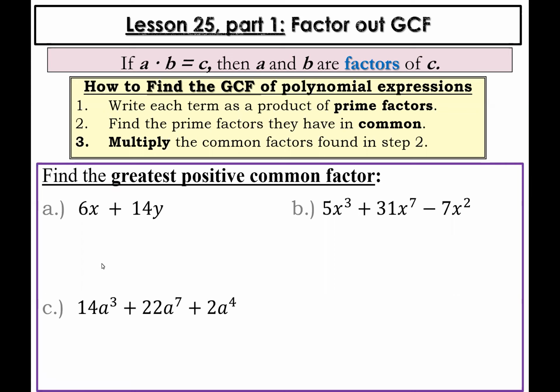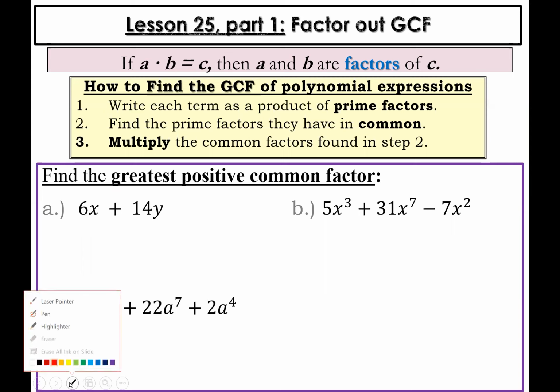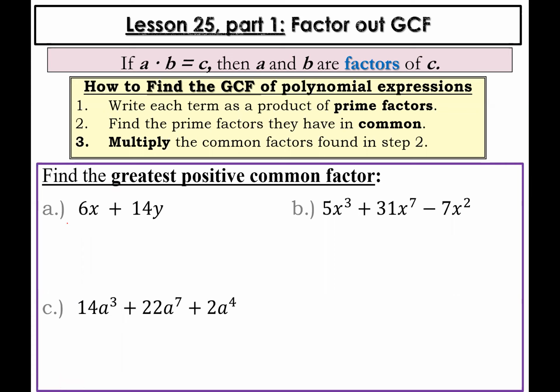Here's our first example, 6x plus 14y. I will be a little bit more detailed in my showing work for this first problem, and then maybe a little bit less so as we move on. Okay, so 6x plus 14y. Write each term as a product of prime factors. So x is its own factor. We don't know what x is, but what we can break down is 6, and we can break that down into 2 times 3. So this first term can be written as 2 times 3 times x.